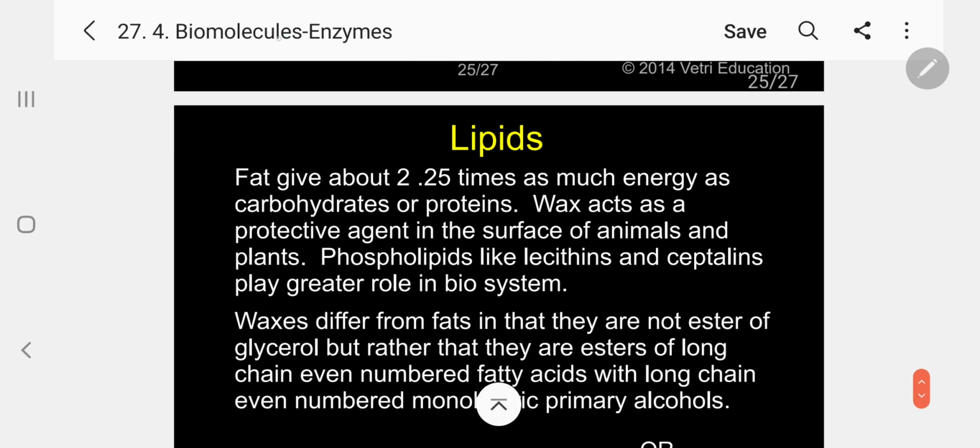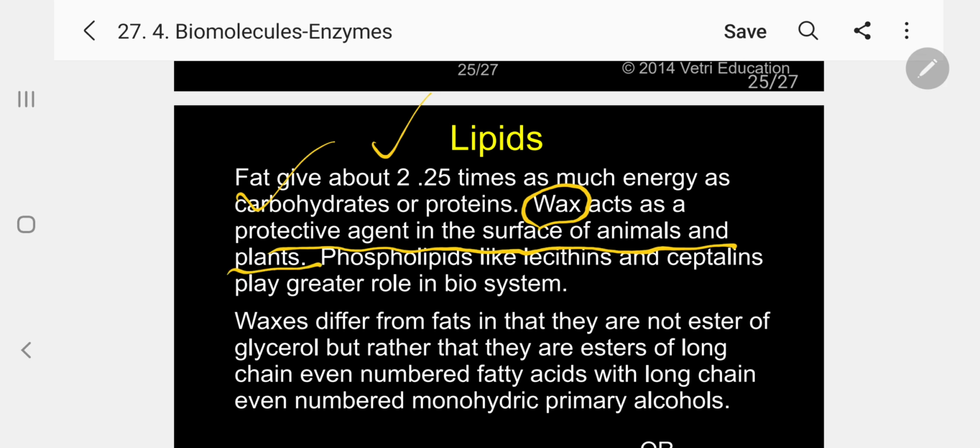Now, fat gives about 2.25 times as much energy as carbohydrates and protein. So when compared to carbohydrates and proteins, this is better. More energy it is supplying, 2.25 times better than carbohydrates or protein. Another one among the lipids is called wax. One is fat, another is oil, I told you. Third is the wax. What is wax? Wax acts as a protective agent on the surface of animals and plants.